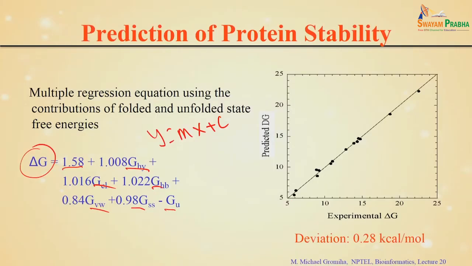For a set of proteins, we can see a good correlation between the experimental and predicted values, the deviation is very less, right. This was done with a smaller number of proteins, but now we have more proteins available, right. You can extend it and you can refine the values. In this case, it can be applicable to all the proteins of known structures and you can do the analysis for the different proteins with different stabilities.